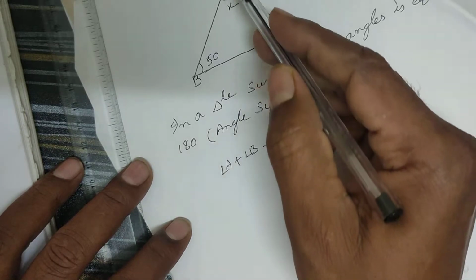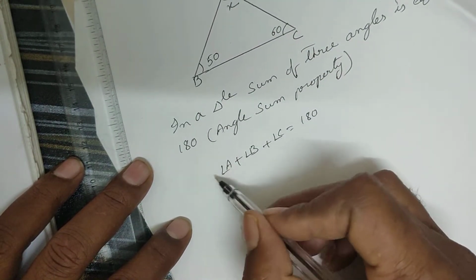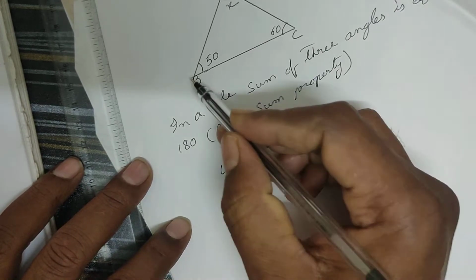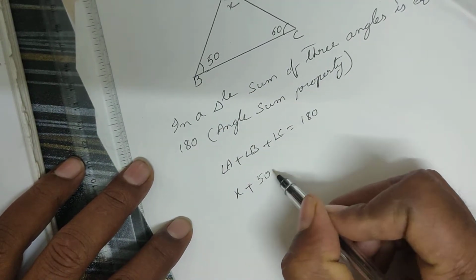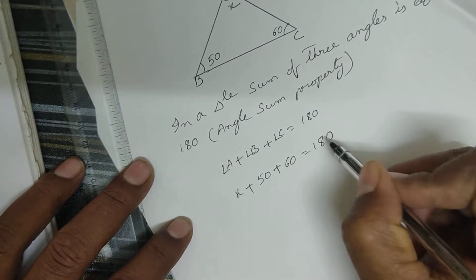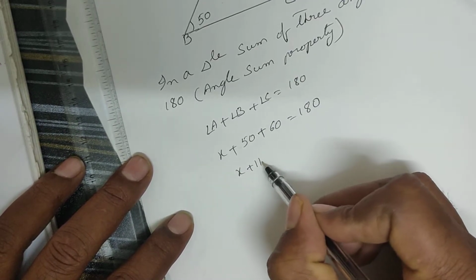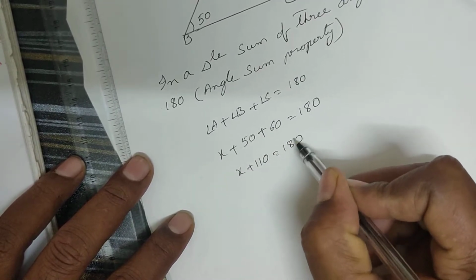Now what you have to do? Angle A means what he gave in the figure, x. So replace angle A with x. Angle B means what he gave here, 50. Angle C means what he gave here, 60, is equal to how much here, 180. So 60 plus 50 is what, 110. x plus 110 is equal to 180.